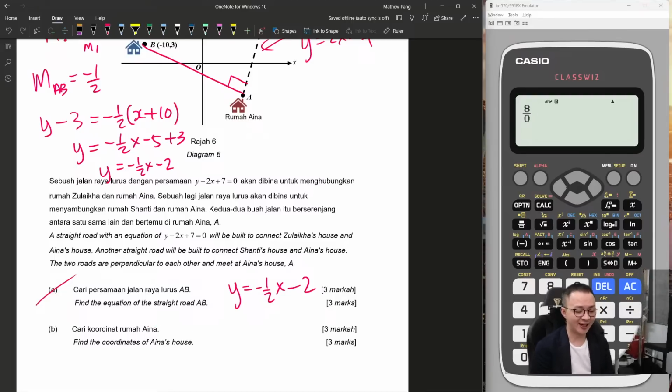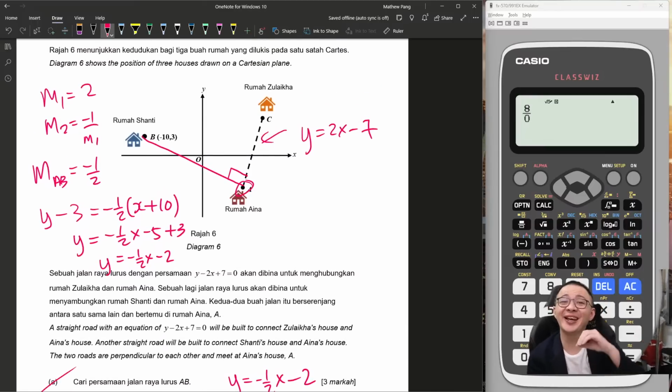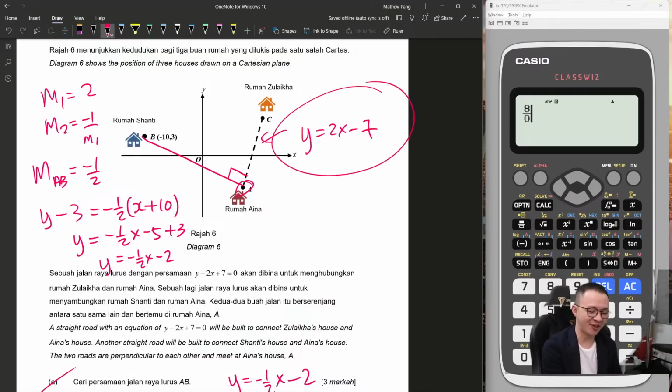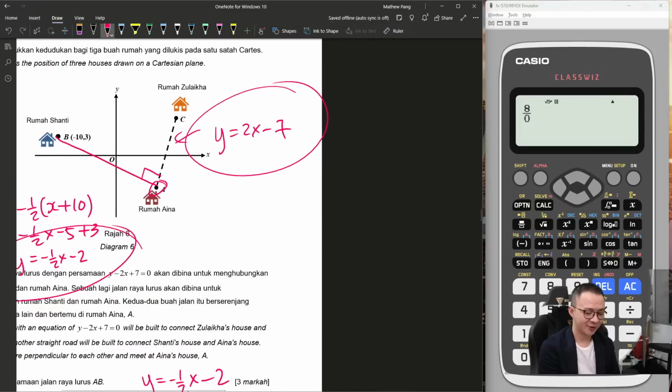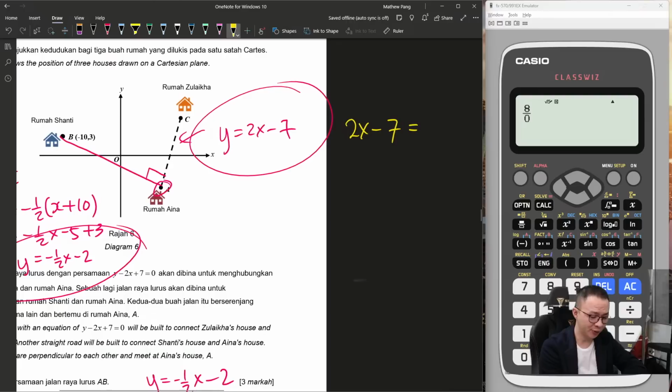So in order to get Aina's house, we know it is coordinate A, right? The faster and easiest way to find coordinate A is simultaneous equations. Sub the first equation into the second equation. That's all. Okay? Because both equations intersect at the point A, isn't it? So therefore, I use another color. So 2x minus 7 equals negative half x minus 2.